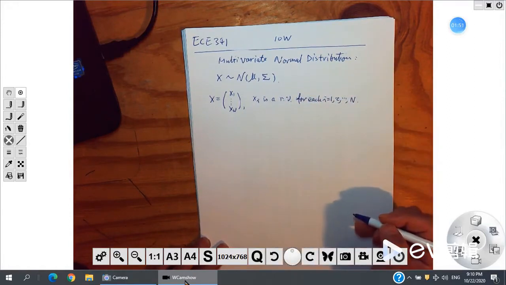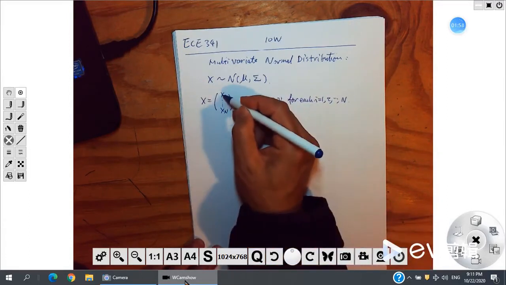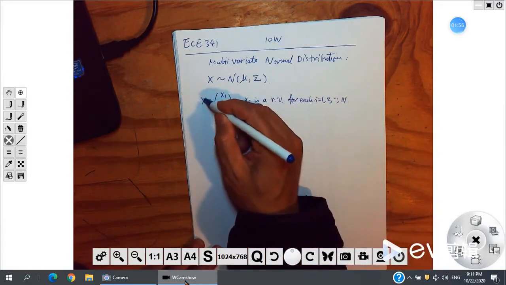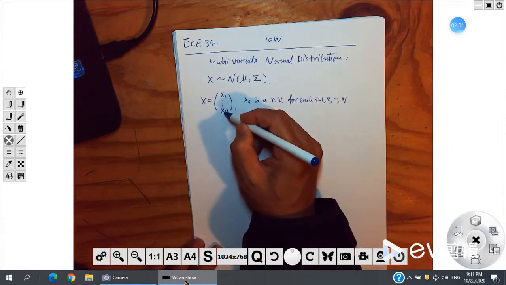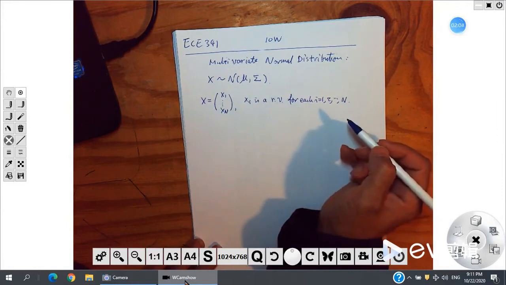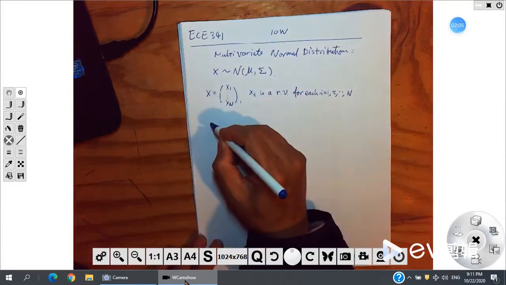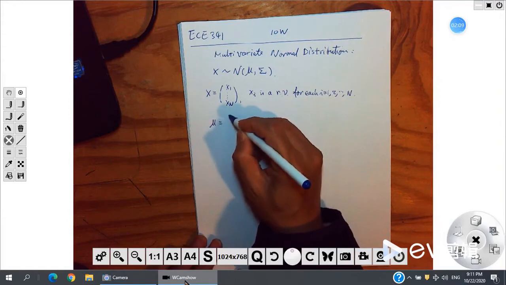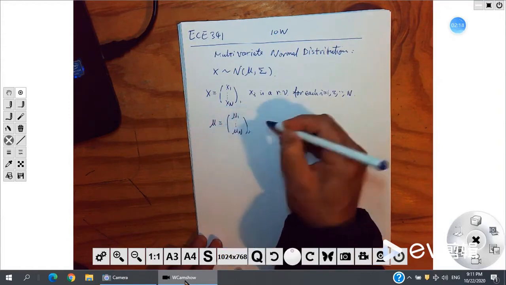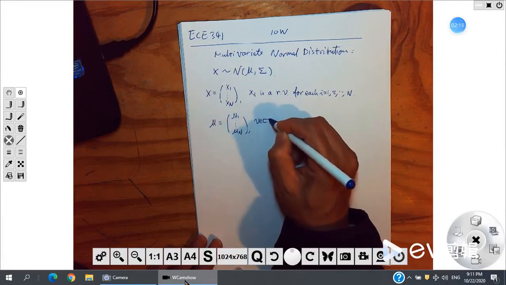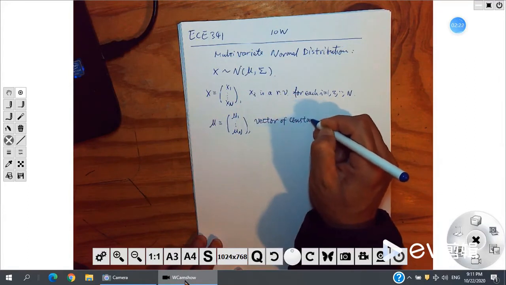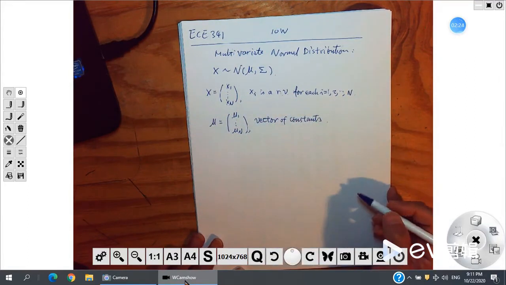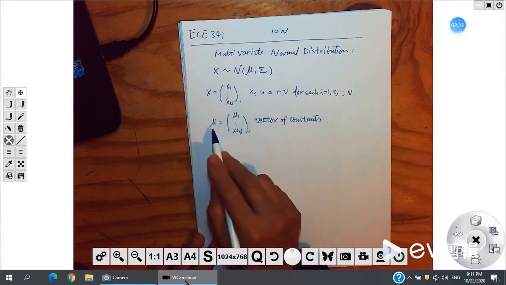So this is a vector. We put all these X1 to Xn together as a vector. We have this capital X. Each capital X1 to capital Xn, they are random variables. And here mu is also a vector. It is mu1 to mun. This is a vector of constants. This one is a vector of random variables. This is a vector of constants.